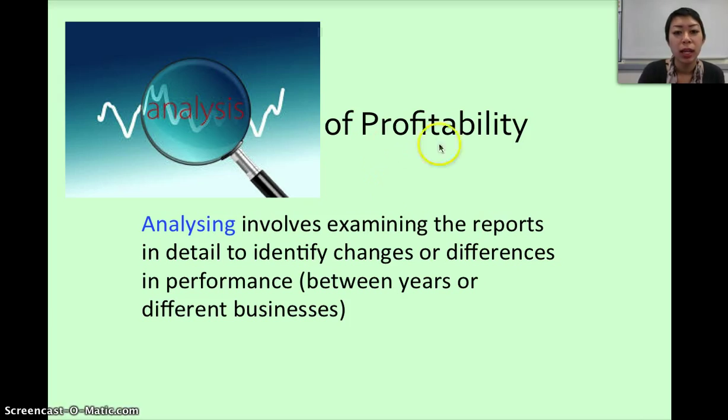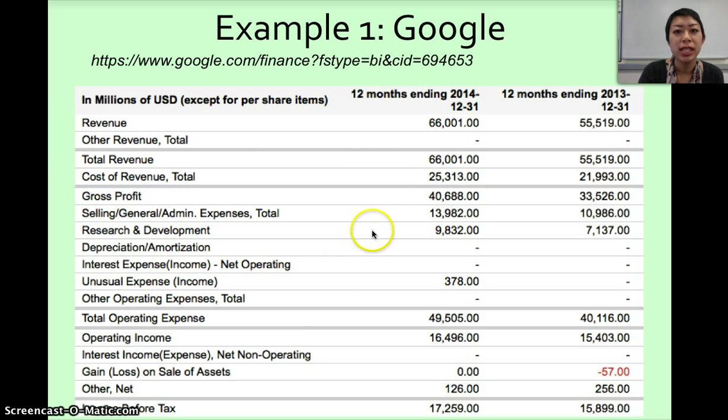Analyzing means examining the reports in detail to identify changes or differences in performance, either between years or between different businesses. Looking at the example of Google, we have the year 2014 and the year 2013. If we were to analyze Google's income statement, we can see that between the years, revenue has increased and the income before tax, or the profit before tax, has also increased between 2013 and 2014.